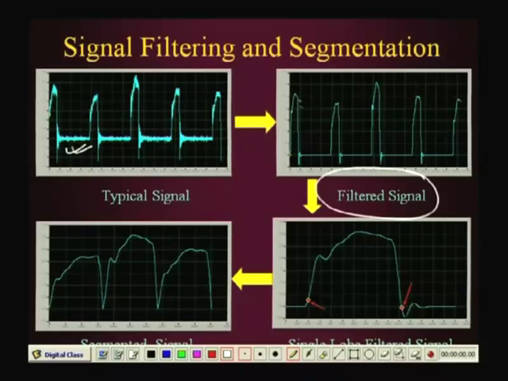So, we want to keep the lobes and we want to remove the noise. You can easily make out that they are quite well separated. So, a normal fixed filter does the job. So, we got the filtered signals.